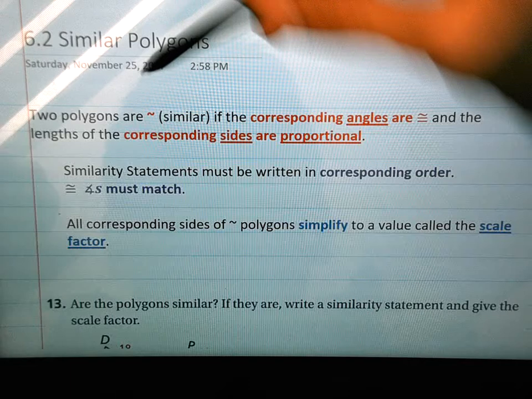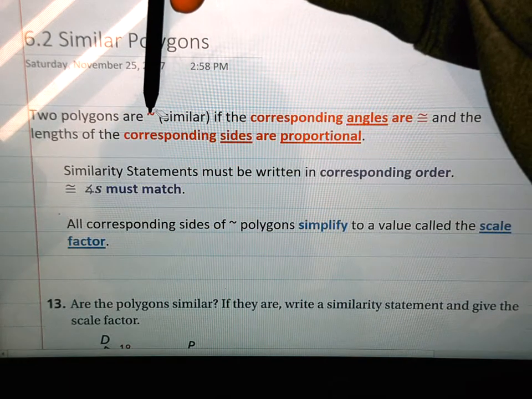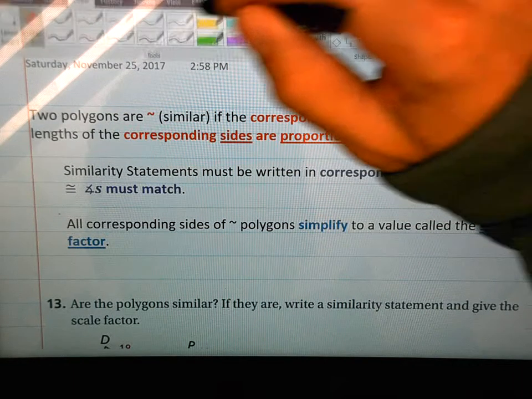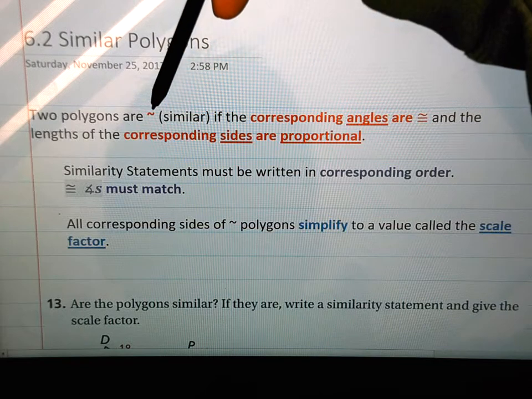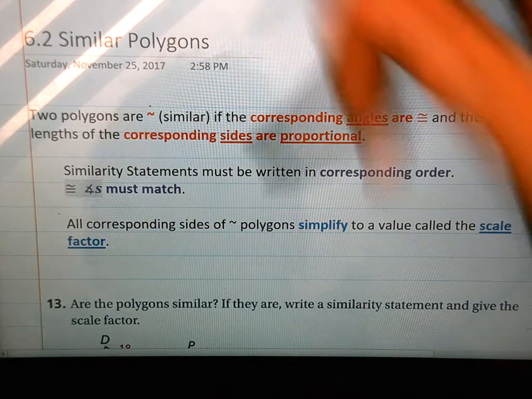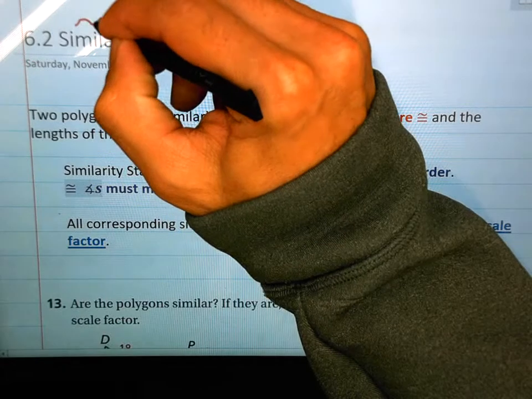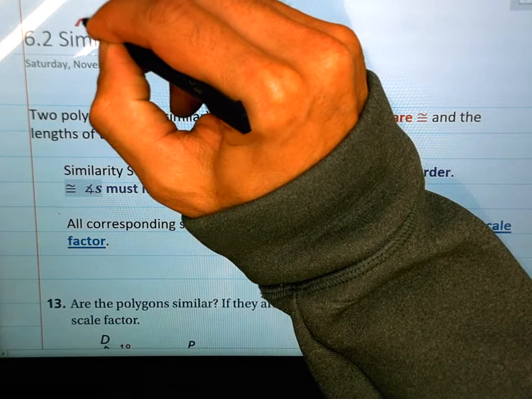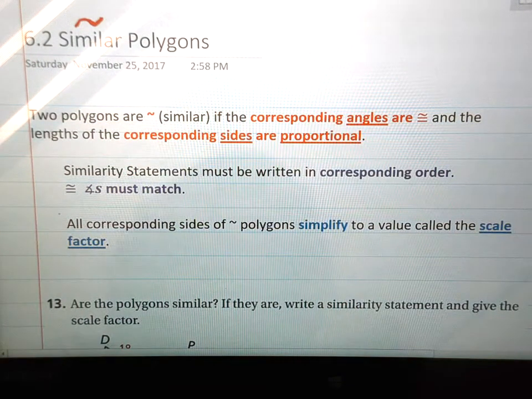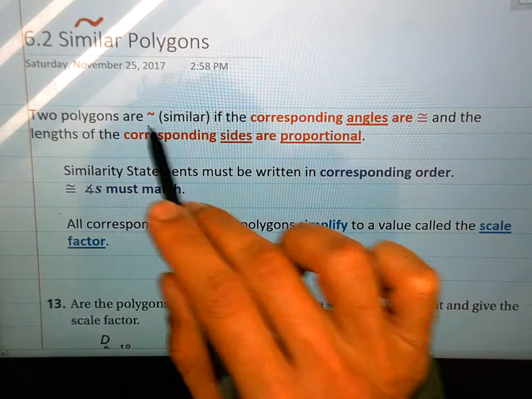Two polygons are similar. Do you see this little wave? Oh, I don't know why that showed up. Let me go here to a pen. There we go. When you see this little wave symbol, it means similar. If you want to, you could even change out the word for this little wave symbol, and that means similar. Whenever you see that, similar.